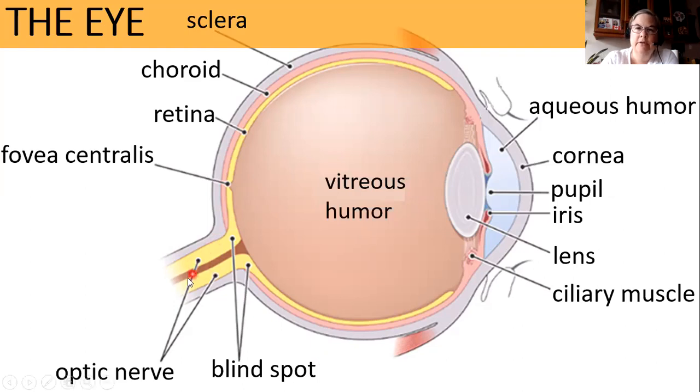And then here's the optic nerve. What part of the brain does the optic nerve carry its messages to? Well, there's 17 of you out there in cyberspace. Someone's got to know the answer. What part of the brain does the optic nerve carry its messages to?